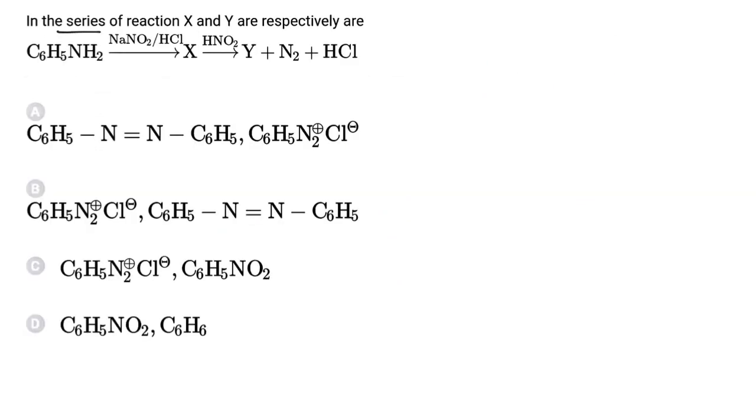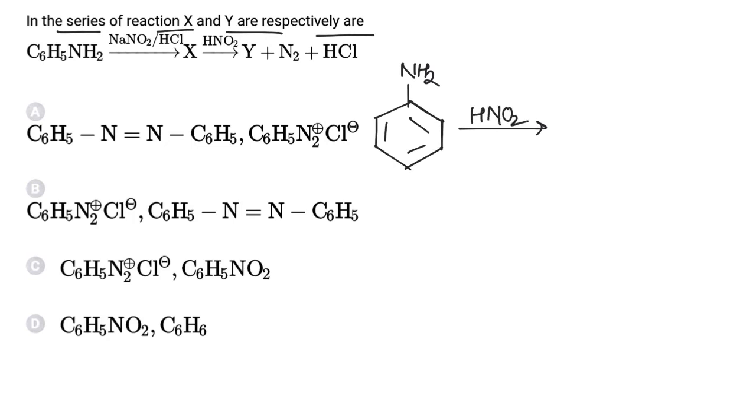In the series of reaction, X and Y respectively are, so first aniline is treated with NaNO2 and HCl. In presence of NaNO2 and HCl, nitrous acid is formed. Now nitrous acid on autoprotolysis will generate NO positive ion and NO2 negative ion. Now this NO positive ion will convert aniline into diazonium ion.